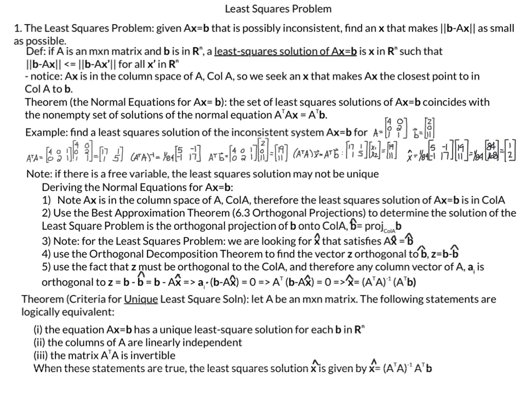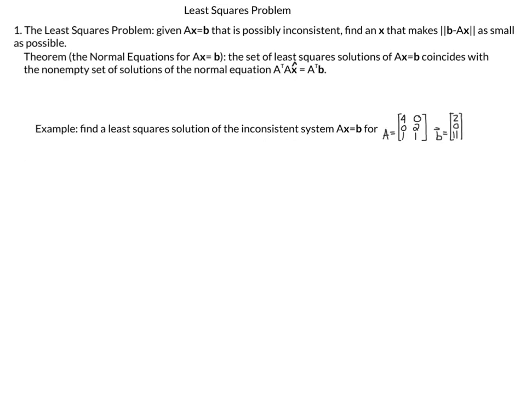And you will see this in both examples of multiple solutions and also unique solutions, and when A transpose A is not invertible in our examples. I have put my description of the least squares problem as well as the normal equations for A X equals B so that we can look at this example: find a least squares solution of the inconsistent system A X equals B when A is the 3 by 2 matrix with column vectors 4, 0, 1 and 0, 2, 1, and B is the column vector 2, 0, 11.